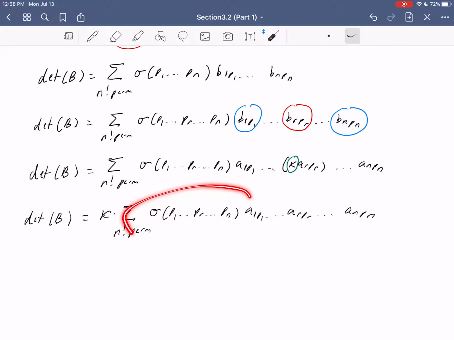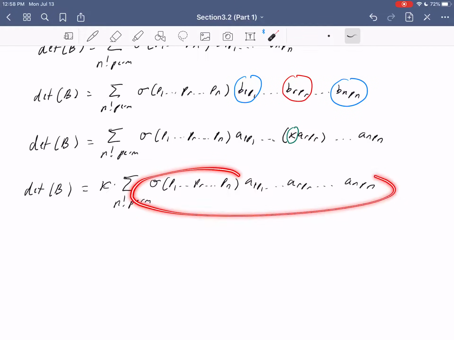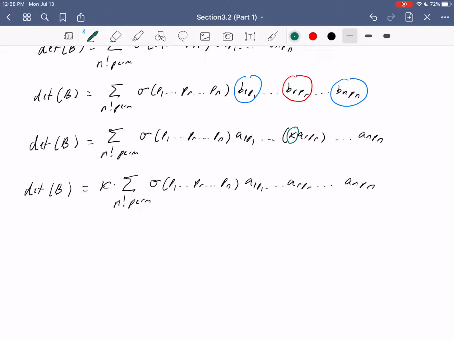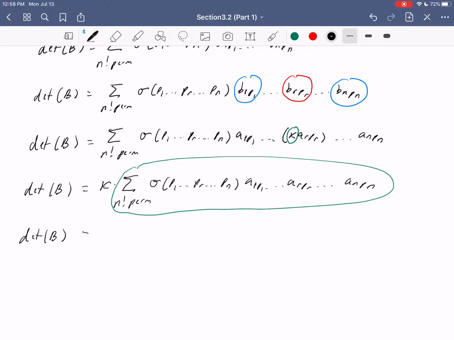You will notice that this is exactly the definition of the determinant of A. We didn't interchange anything this time, so we don't have to negate. This is exactly the determinant of A now. So this whole thing, that's just the determinant of A. So we get determinant of B is k determinant of A. And that's what we wanted to prove, and we're all done there.